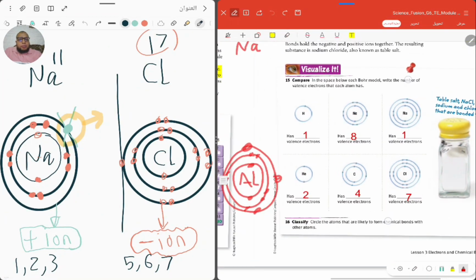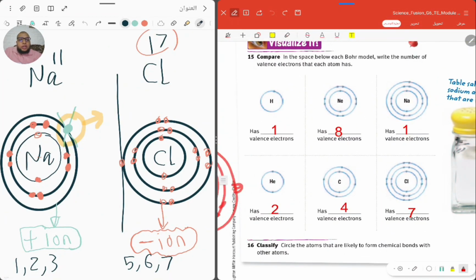That is a lot of examples about valence electrons. Neon has 8: 1, 2, 3, 4, 5, 6, 7, 8. So it has 8 valence electrons. Which group? Of course 8, so it will be group 18. Sodium has only 1, that's group 1. Chlorine has 7, that means group 17, sorry. Carbon has 4, that means group 14. Helium has 2, that means group 2.